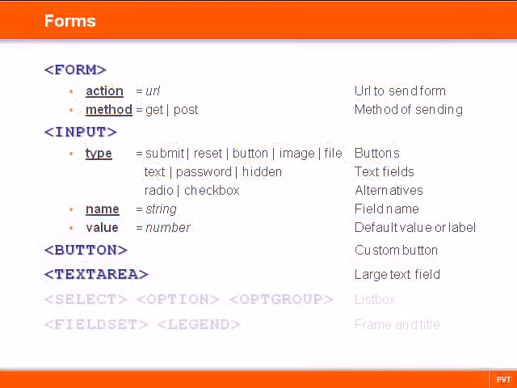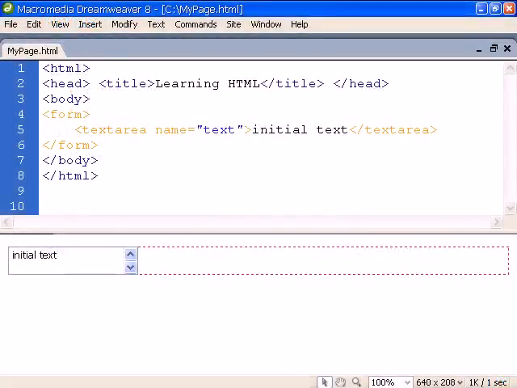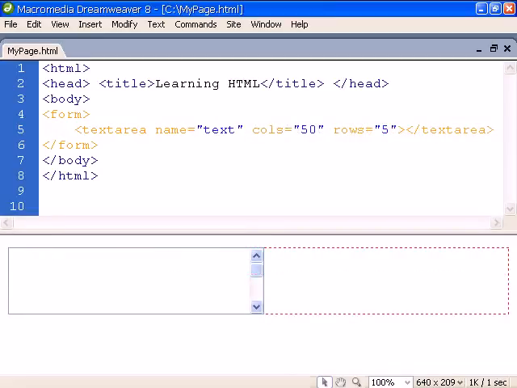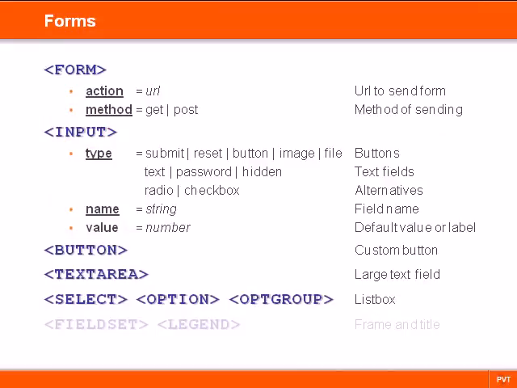Textarea creates a multi-line text box. The text between the tags is the default content, and the size of the area is given by the columns and rows attributes. The last form control that we can create are list boxes using the elements select, option, and optgroup.